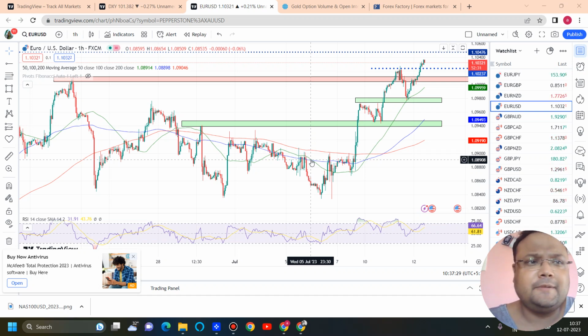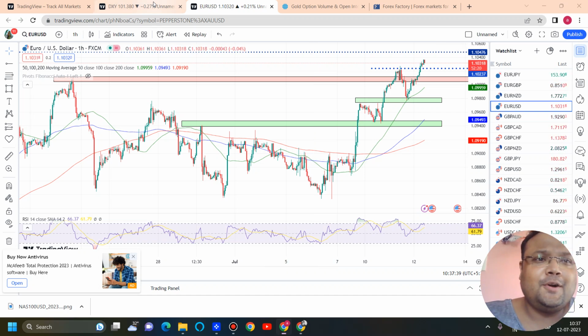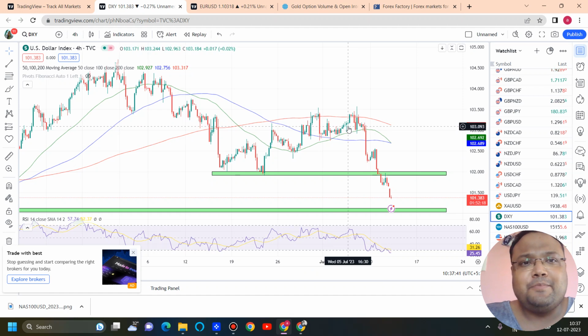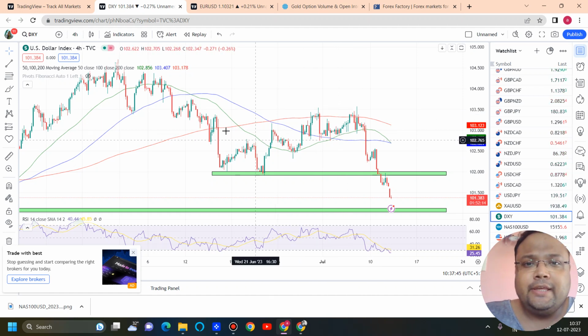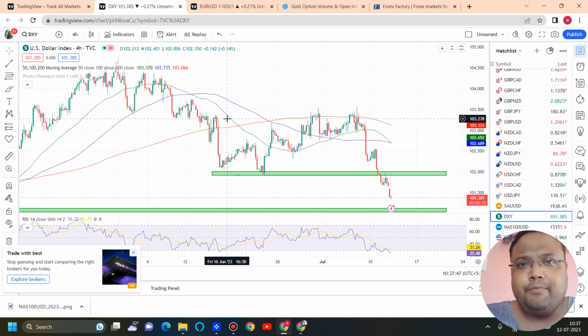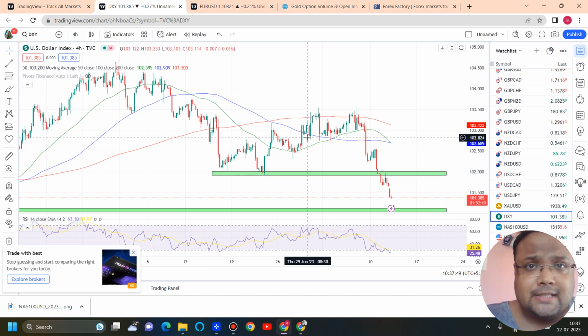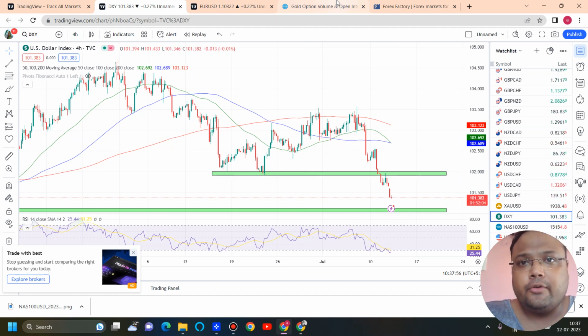So let's get started. My dear friends, this is the 1 hour chart of Euro dollar in front of us. And as we all know, Euro USD, GBP USD, all the pairs are flying right now because of extreme selling pressure on DXY, the US dollar index. DXY was in a range, and after NFP, DXY started falling, and we can see that the selling pressure is still very high, and right now the dollar index is standing at 101.38.